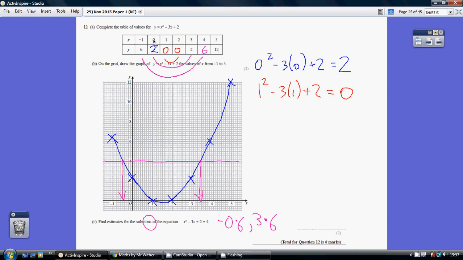They're the easiest ones. So let's consider x being 0. So we're going to substitute in here and see what we get for our y value. So 0 squared is 0. Take away 3 lots of 0, that's still 0. Add on the 2 and we get 2. So when x is 0, y is 2.